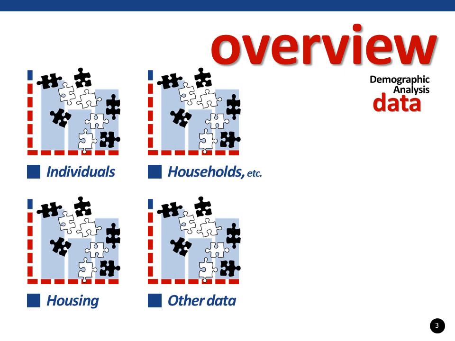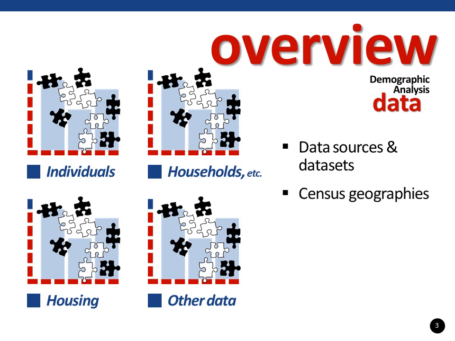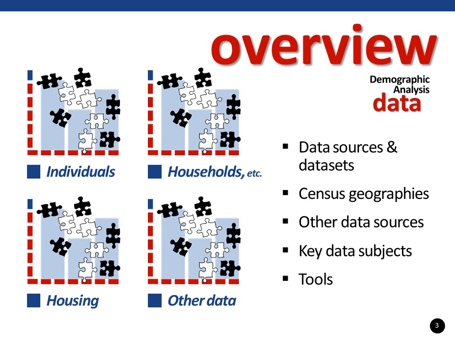We start off in this video with a review of the primary data sources and data sets used in demographic analysis. You will get a refresher on the geographic units at which the U.S. Census Bureau data are reported. Other data sources, including field review of the project area and public involvement, will be discussed, and you will learn about the key data subjects that help portray the community in a project area. And finally, I will point out some helpful online tools for your next demographic analysis.